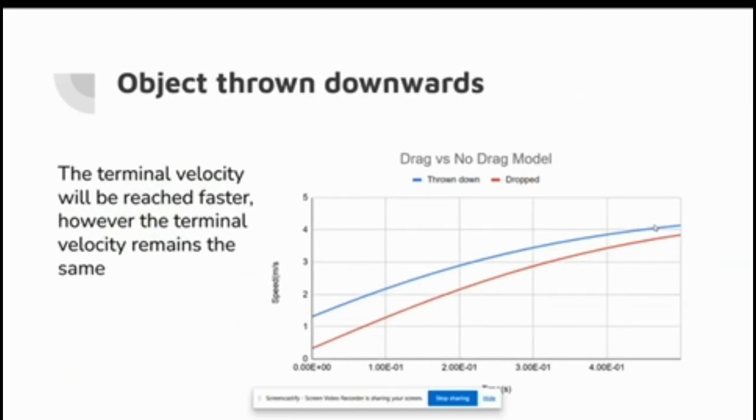As you can see in the graph over here, both of the lines look the same. When it is thrown, it just so happens to start at a higher number.